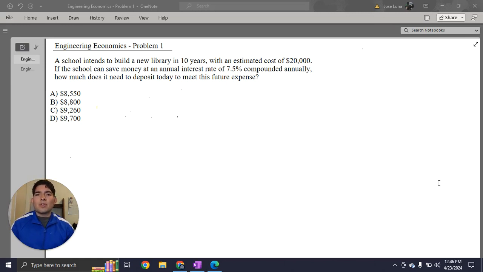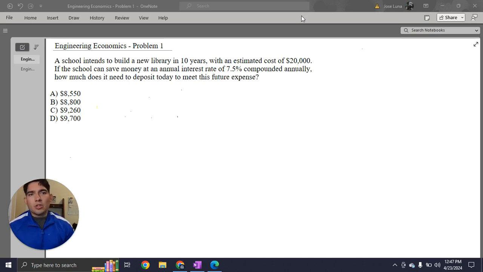Today we're going to be covering an engineering economics problem. In this case, it says a school is going to build a library in 10 years with an estimated cost of $20,000, and the school is going to save money at an annual interest rate of 7.5% compounded annually. So we need to determine how much the school needs to deposit today in order to cover the expenses.